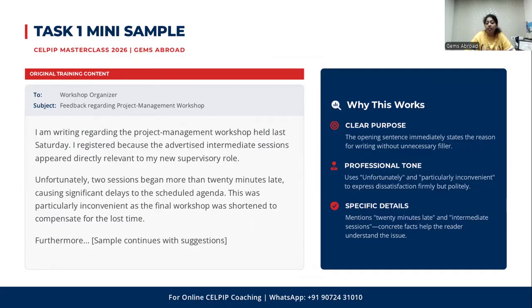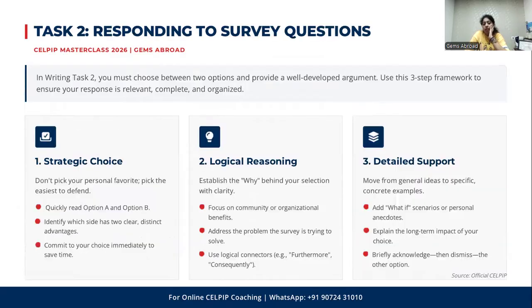The writer then explains the consequence. The final workshop was shortened. This is exactly what I want you to cover. Problem, specific detail, consequence. That pattern will help you to develop your ideas naturally. See, clear purpose, professional tone, and specific details. Now, Task 2. Here, you're presented with two options. Your job is to choose one and defend it.